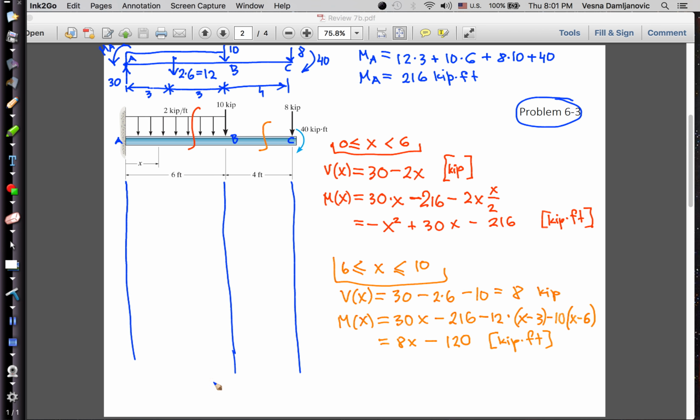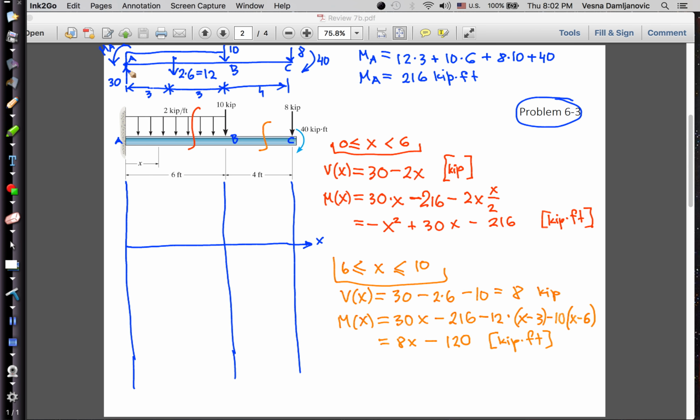A little crooked, but it's going to be okay. So the first one, the force diagram, will look something like this. The shear force diagram, right? This is my x going in that direction.